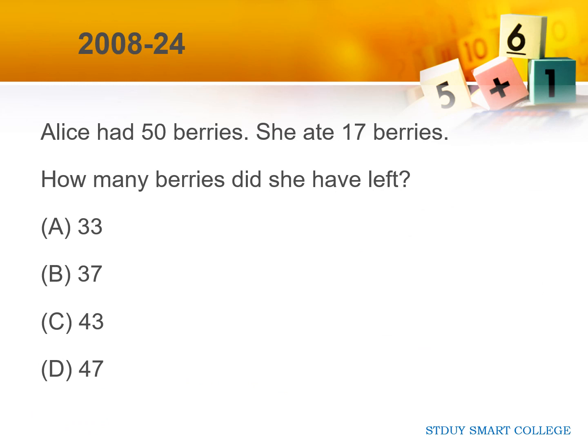Alice had 50 berries. She ate 17 berries. How many berries did she have left? We can use subtraction. 50 minus 17 equals 33. Hence choose A.